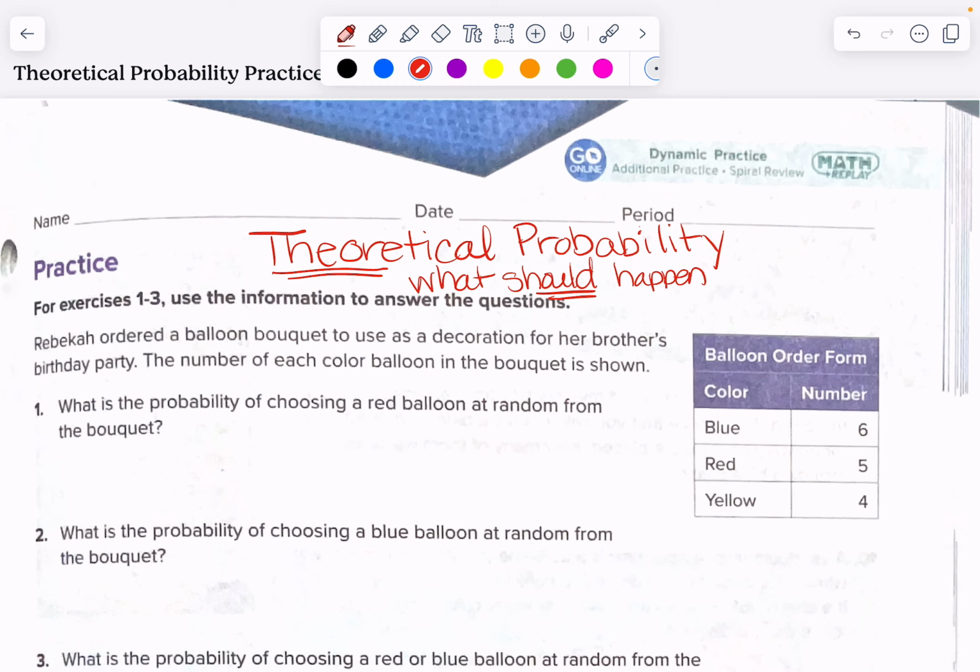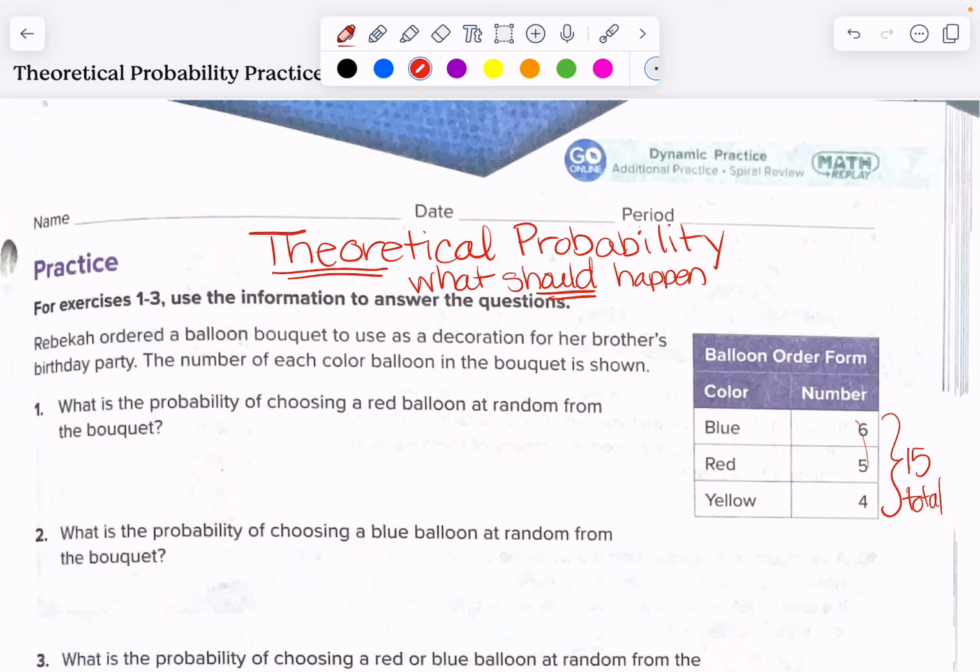It says Rebecca ordered a balloon bouquet to use as a decoration for her brother's birthday party. The number of each color balloon in the bouquet is shown. So over here there are 6 blue balloons, 5 red balloons, and 4 yellow balloons. The first thing that we're actually going to do with this information is figure out our total number of balloons, okay? When I add these up, I see 6 and 4 are going to make 10, plus that 5 more is going to be 15 total.